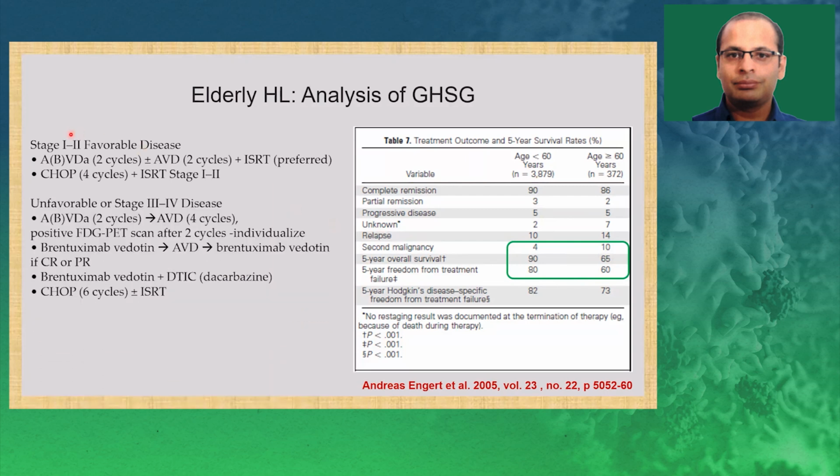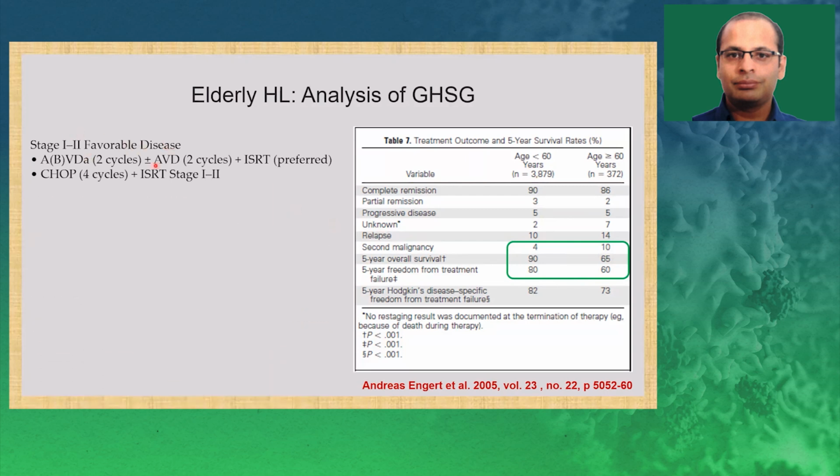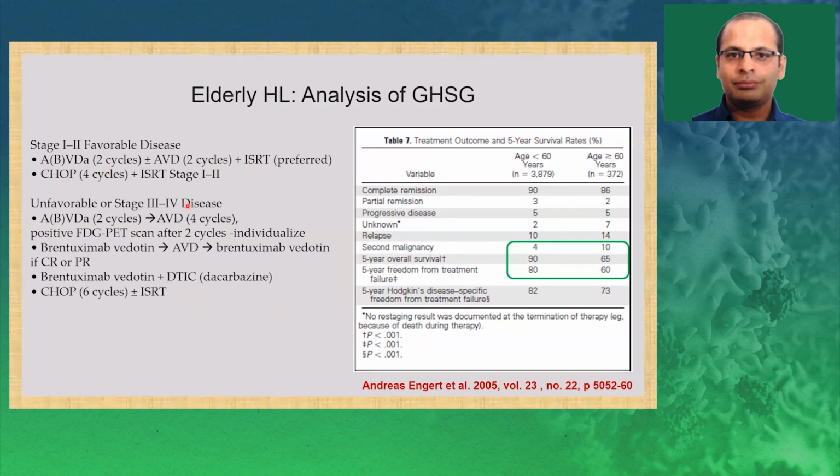What is recommended is, for stage 1 and 2 favourable disease, you can consider omission of bleomycin, consider some radiotherapy, or even a CHOP regimen, which has been used with limited data available. For unfavourable disease, you can again use ABVD followed by AVD, or brentuximab-based therapy followed by AVD and brentuximab, or brentuximab alone, or brentuximab in combination with dacarbazine in some of these cases.